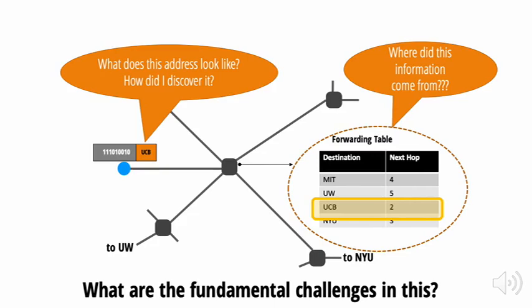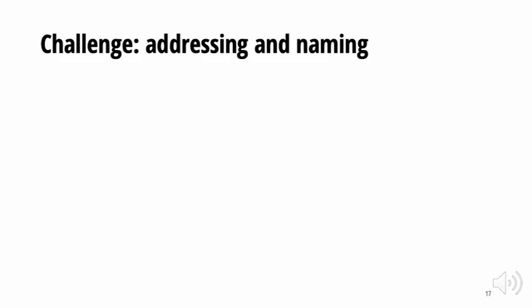And many of you brought it up. Where did it come from in the first place? How did we calculate it? How do we know it's correct? How do we maintain it as links go up and down? How do we make it scalable? How do we make it secure? And so on. Those are some of the key problems we're going to be studying in the next few weeks.